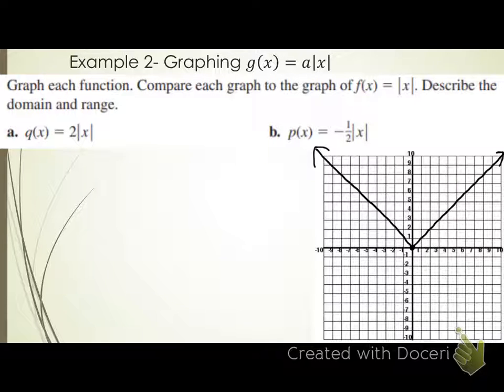There's my parent function. Everyone okay with the graph of the parent function? What's the vertex? 0, 0. What's the slope of the left side? -1. What's the slope of the right side? +1.